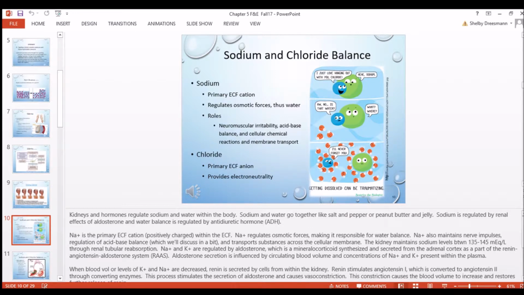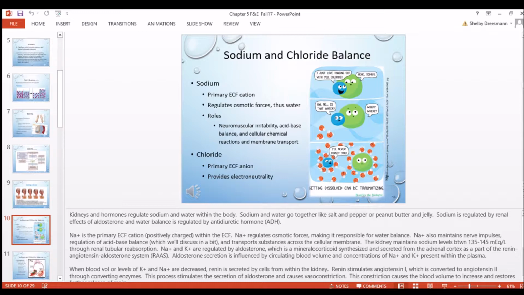So it maintains nerve impulses, regulation of acid-base balance, and transports substances across the cellular membrane. The kidney maintains sodium levels between, note this one, 135 through 145 milliequivalents. Sodium and potassium are regulated by aldosterone, which is a mineralocorticoid that's secreted by the adrenal cortex.